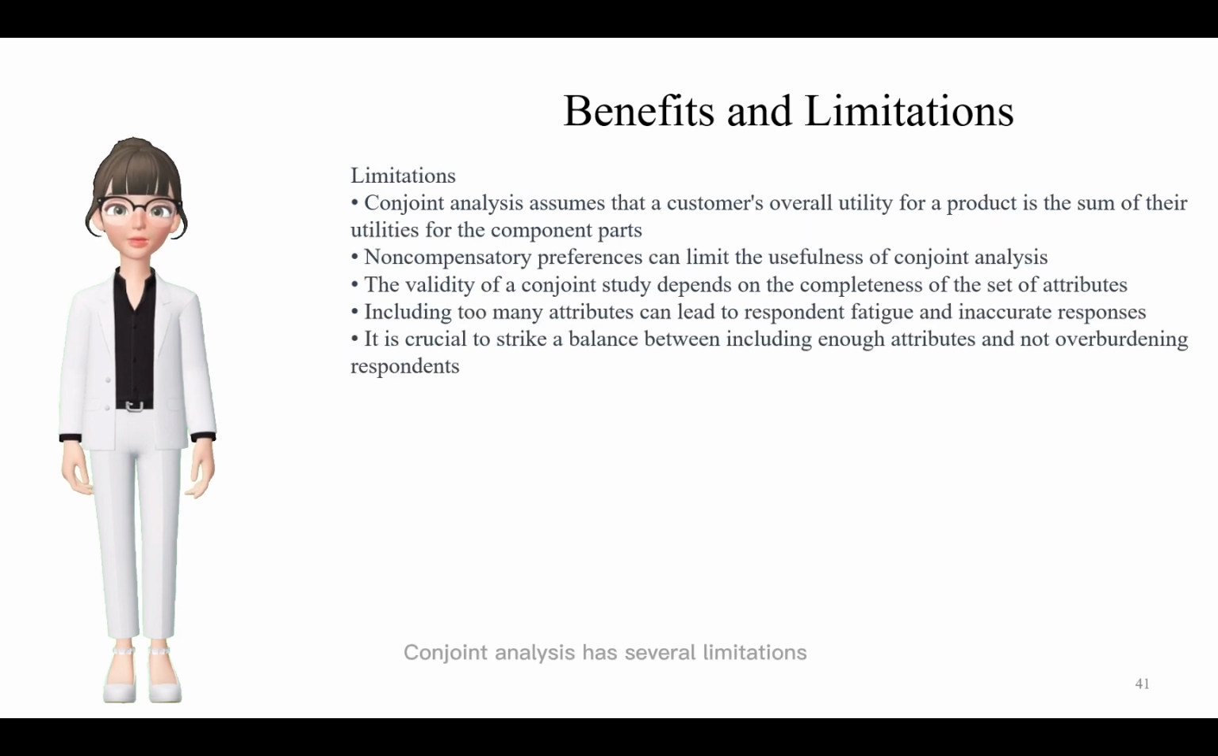Conjoint analysis has several limitations that should be taken into account. One such limitation is that it assumes that a customer's overall utility for a product is the sum of his or her utility for the component parts. This approach may not be appropriate in situations where a customer has non-compensatory preferences, meaning that they have certain deal-breaker attributes or levels that they cannot accept regardless of the levels of other attributes.